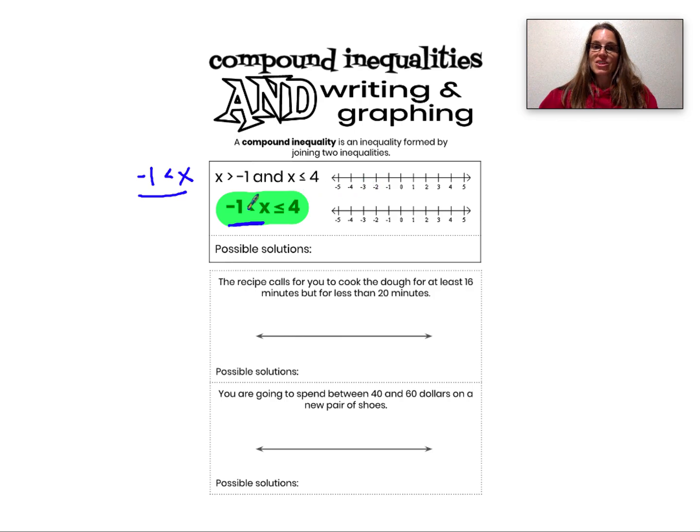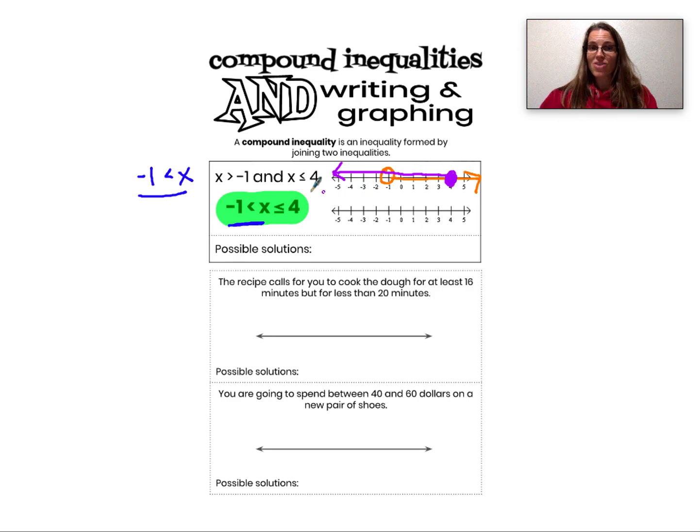In order to understand the graph of -1 is less than x is less than or equal to 4, I'm going to go ahead and graph each of those individual inequalities. So first I'm going to graph x is greater than -1. That's going to have an open dot at -1 and an arrow pointing to the right, indicating the values of x greater than -1. The right-hand side is going to have a closed dot at 4. x is less than or equal to 4 includes 4 as a solution, and then an arrow to the left indicating x can be any value less than 4 as well.